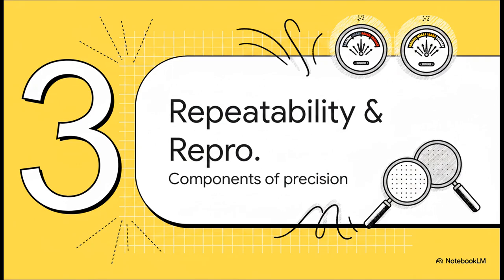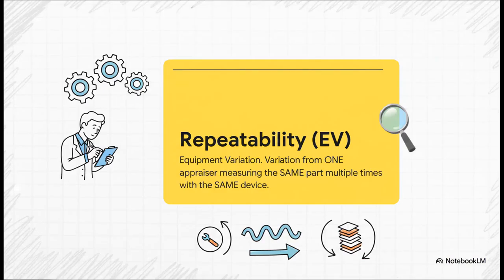Okay, so we're starting to get it. A lack of precision means our shots are scattered. But why are they scattered? What's causing that spread? Well, it actually breaks down into two main culprits: repeatability and reproducibility. Let's start with repeatability. A good way to think of this is equipment variation. It's the variation you see when just one person measures the same part with the same tool over and over and over again. It's really asking a simple question. Can this one person even get the same answer twice?